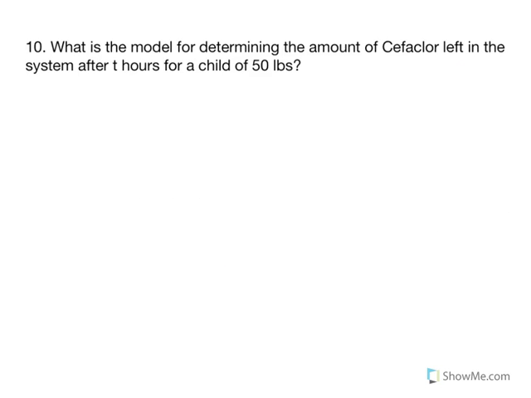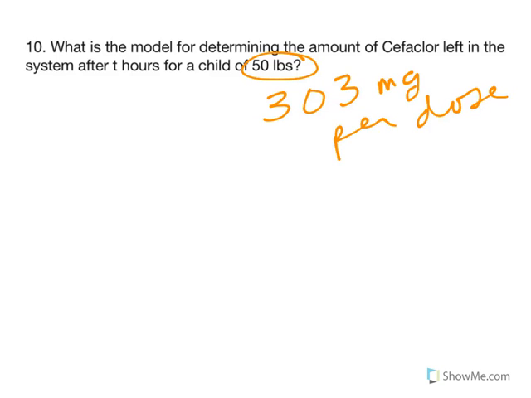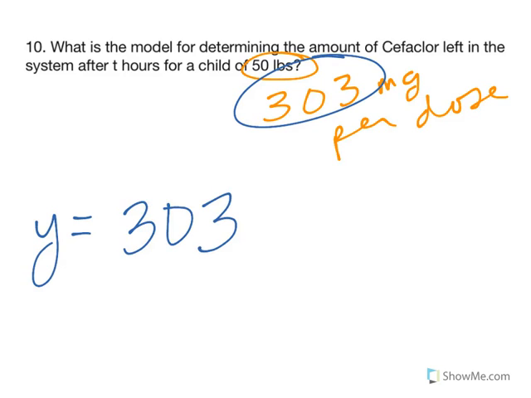So number 10, what is the model for determining the amount of Cephalexor left in the system after t hours for a child who weighs 50 pounds? Well, remember, that 50-pound child gets 303 milligrams per dose. So the starting amount is 303. So y equals 303. We know it's a decay, cutting it in half, so 0.5 raised to the t power. I use t because they asked me to, where t is the number of hours after consumption. So there's my model. And that's kind of the end for this first piece.